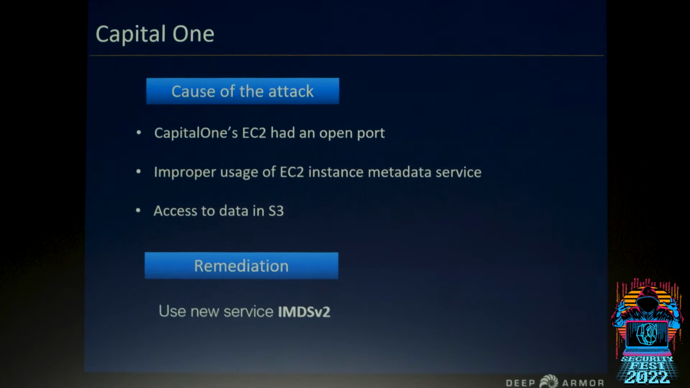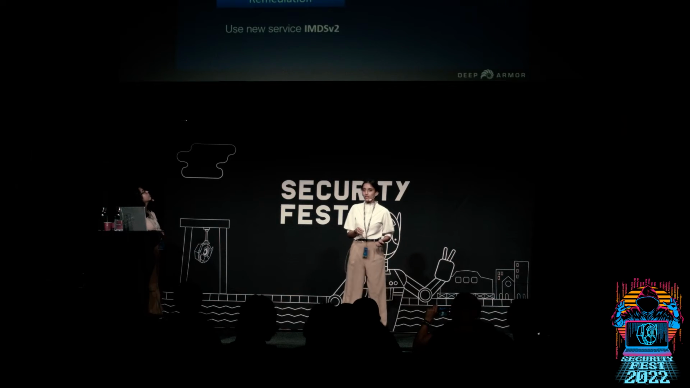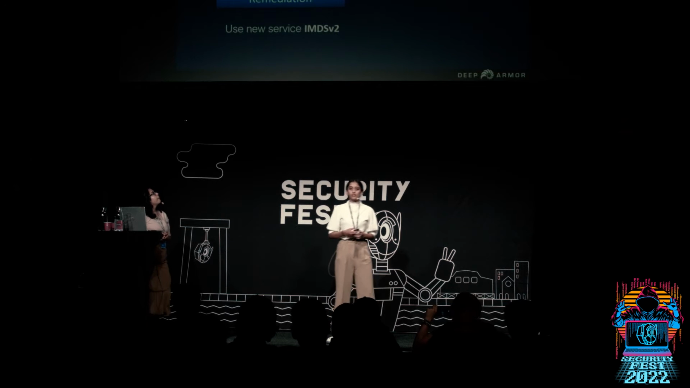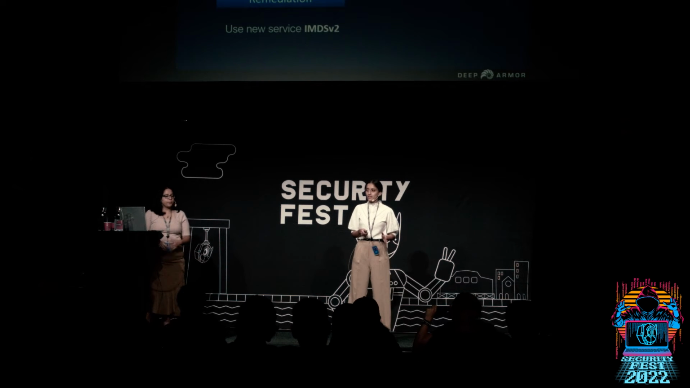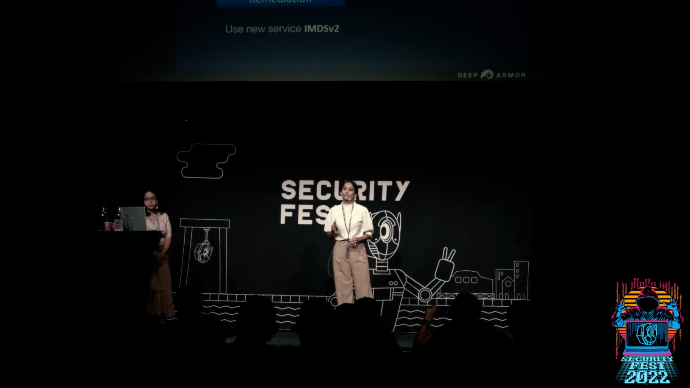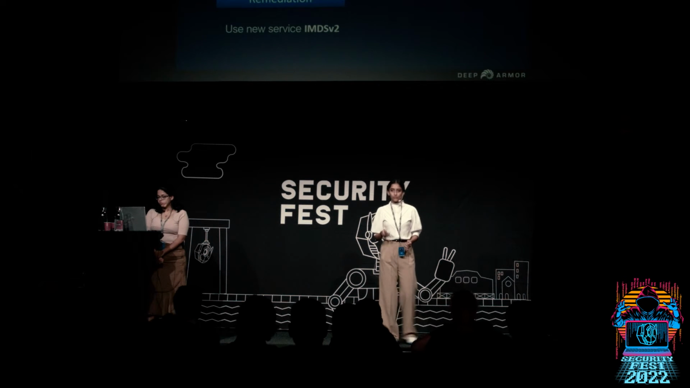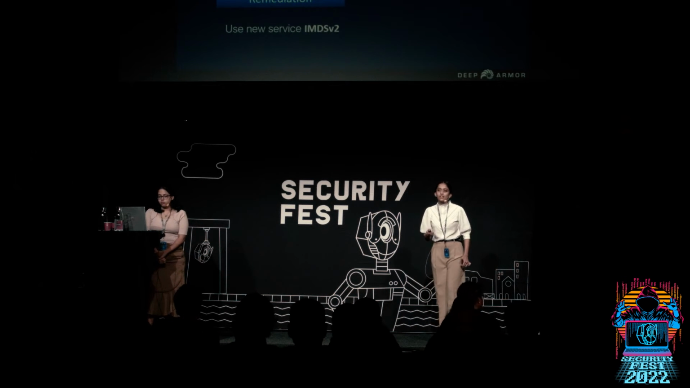Let's look into the Capital One attack and see what exactly happened there. The attacker was an ex-employee of Capital One. They knew that the Capital One website was hosted on an EC2 instance, which had an open port. And the website itself had an SSRF vulnerability. So this made the attacker gain access to the EC2 metadata service.